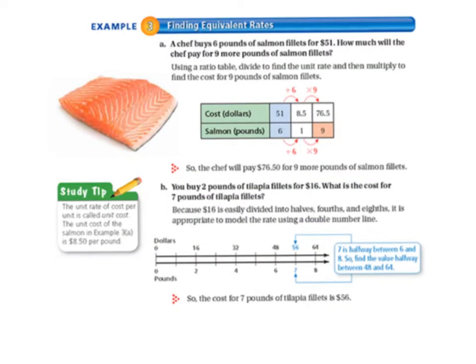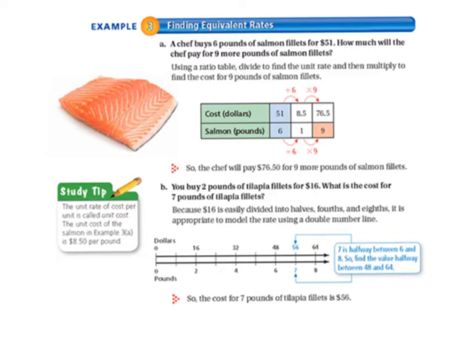Example 3, we're finding equivalent rates. So letter A, a chef buys 6 pounds of salmon fillets for $51. How much will the chef pay for 9 more pounds of salmon fillets? So using a ratio table, we divide to find the unit rate, and then we multiply to find the cost for 9 pounds of salmon fillets. So we're actually doing both of the problems that we've learned how to do. We find a unit rate, and we're also finding equivalent rates.